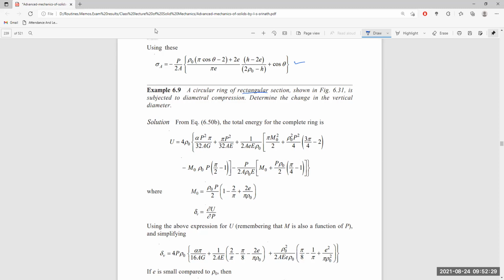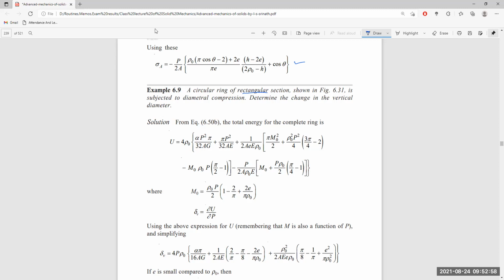From the equation of center B, the total energy of the complete system, we just put it here, and here m0 we have already calculated, m0 is equal to P rho by 2, 1 minus 2 by pi, and so on. Now delta V is equal to dU by dP. What will be the delta V? It is the differentiation of U with respect to P.